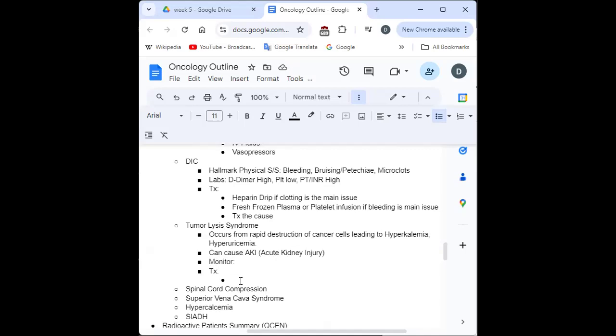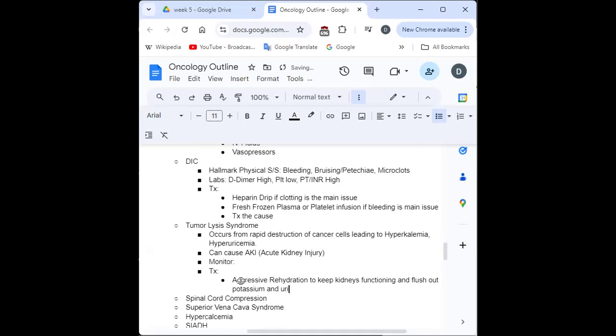If someone's having all this influx of stuff from these cells, how do we treat it? One of your main things is going to be aggressive rehydration to keep the kidneys working and flush out potassium and uric acid. What are some other things we can do to treat hyperkalemia?